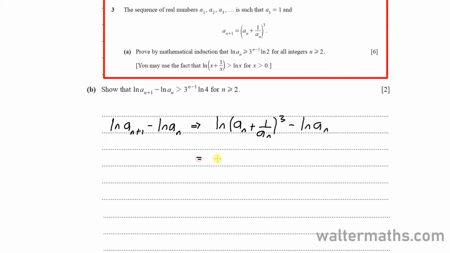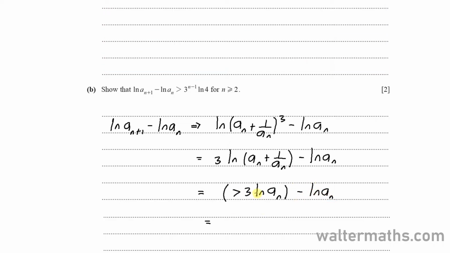Now this is the same as 3 ln of a sub n plus 1 over a sub n minus ln of a sub n. Now we know that ln of x plus 1 over x should be greater than ln x. So what we've gotten here should also be greater than 3 ln of a sub n, and that's minus ln of a sub n. Now anything greater than 3 ln a sub n, if we subtract ln a sub n from it, should come out being greater than 2 ln a sub n.